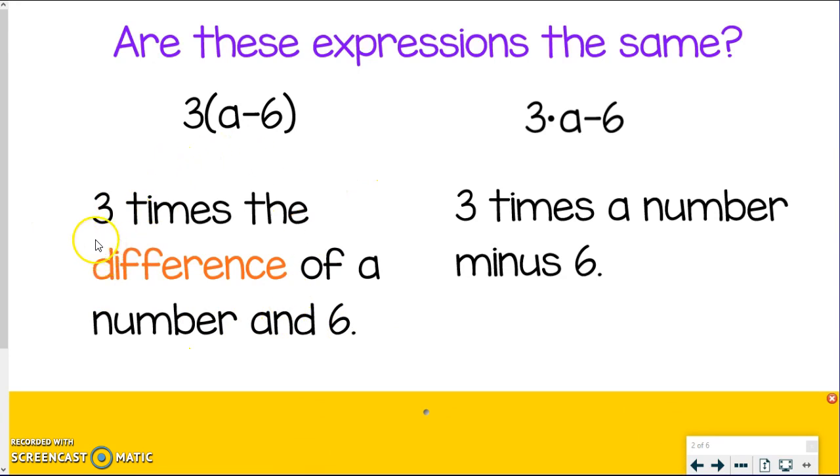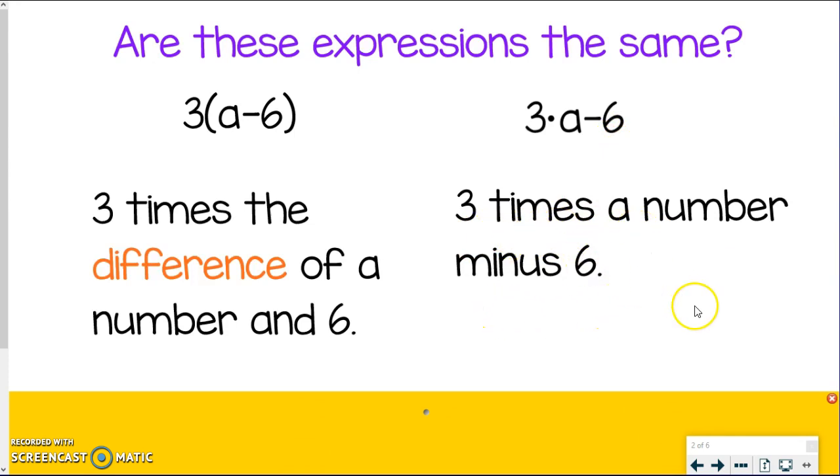So this one is a little different because we say 3 times the difference of, and then you can either say a and 6 or a number and 6, but that difference tells you that you're subtracting those two, and 3 times the difference shows you that you need parentheses. Okay? Versus this one on the right over here, we're only multiplying the 3 to the a, not the 6. So we want to say 3 times a number, or you can say 3 times a, and then minus 6.